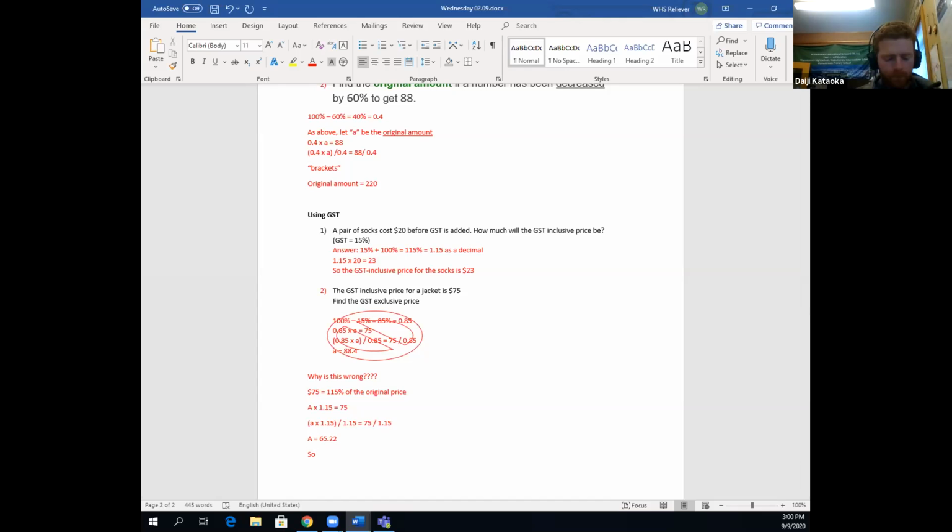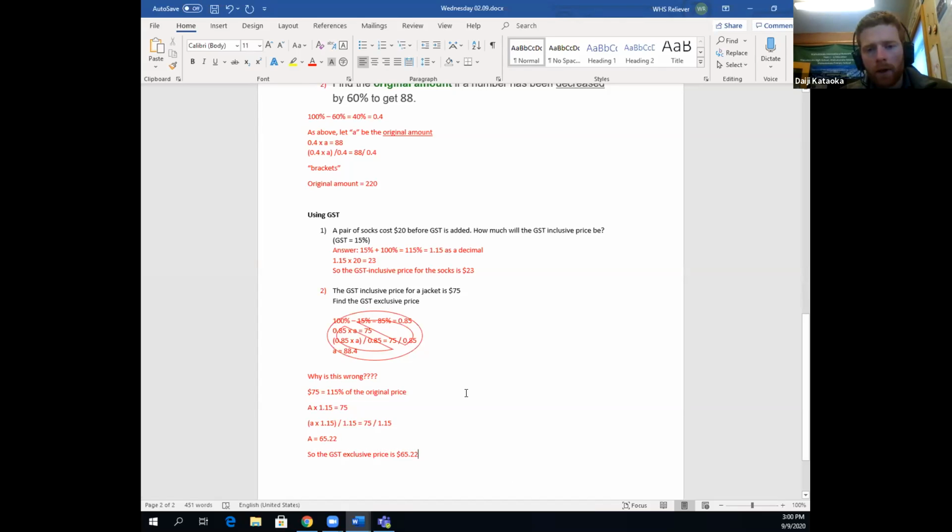So the GST exclusive price is $65.22. Okay, do you see what we did differently? We divided by 1.15 instead of dividing by 0.85.